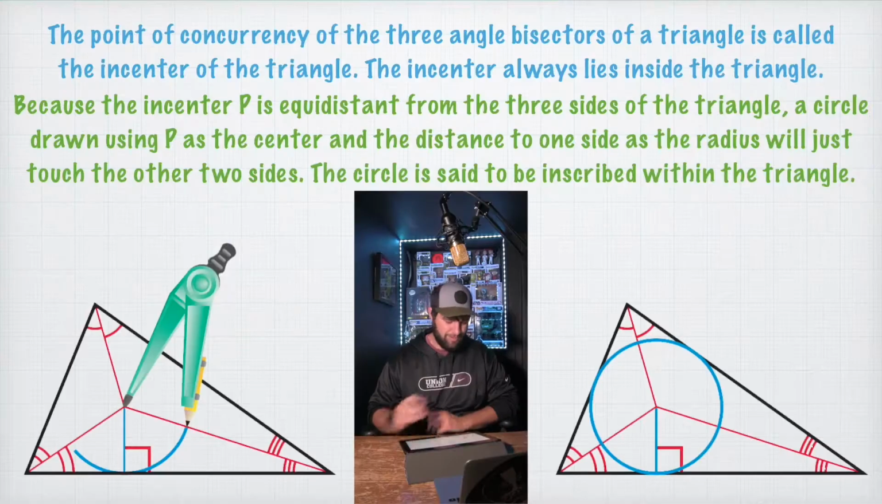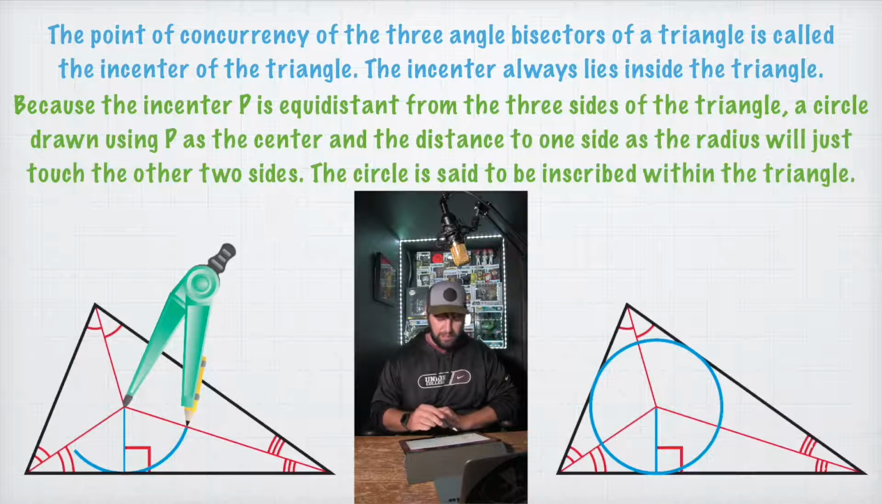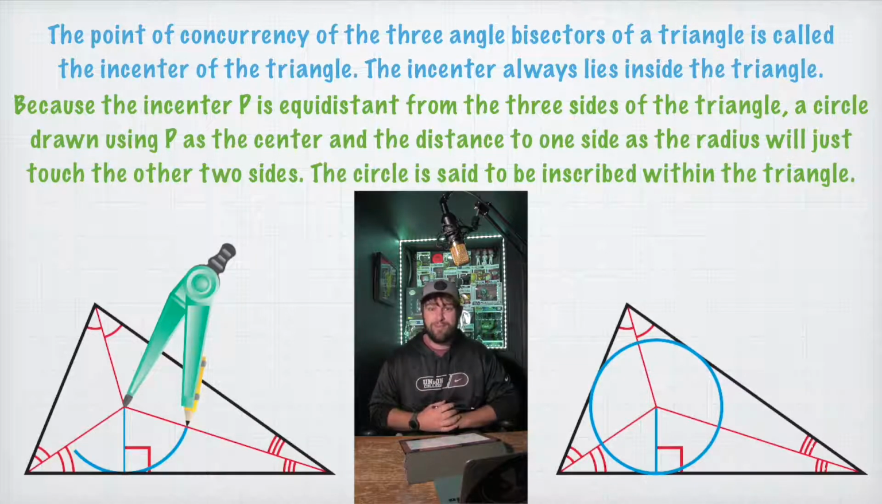That's pretty awesome. The point of concurrency of the three angle bisectors of a triangle is called the incenter of a triangle. The incenter always lies inside the triangle. Because the incenter P is equidistant from the three sides of the triangle, a circle drawn using P as the center and the distance to one side as the radius will just touch the other two sides. The circle is said to be inscribed within the triangle. Okay? So you can draw a perfect circle inside a triangle using the incenter. Okay? I guess that's really cool information to know.